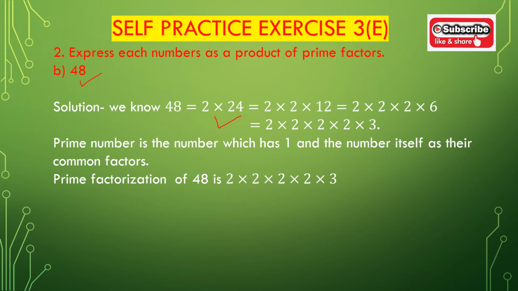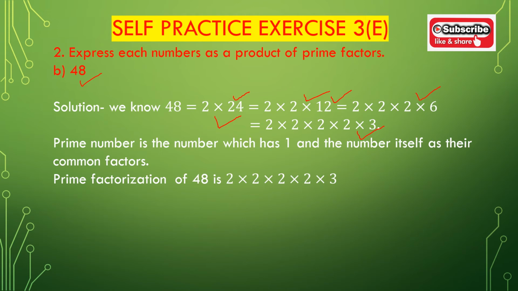When we multiply 2 with 12, we get 24. When we multiply 2 with 6, we get 12. When we multiply 2 with 3, we get 6. So 48 is 2 multiplied with 2 multiplied with 2 multiplied with 2 multiplied with 3.